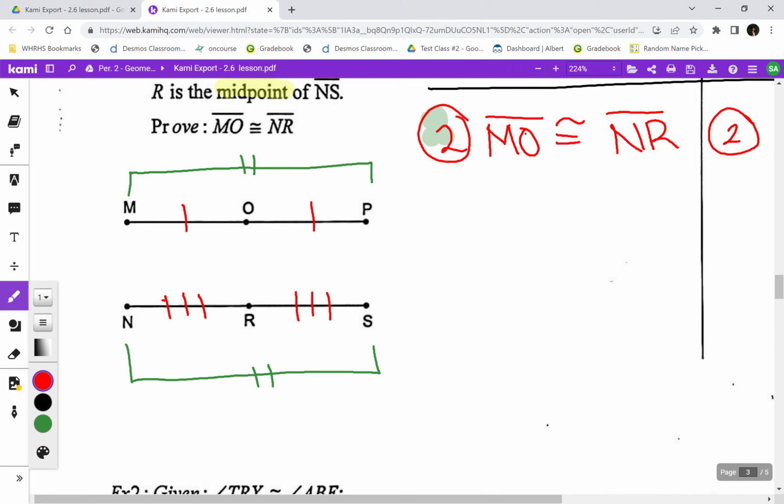So there's no way to connect MO and NR, because the definition of midpoint just says that these two are congruent, and just says that these two are congruent. So there's no congruent numbers to subtract away. Does that make sense? So the division is saying, well, the whole segments are congruent, and I'm dividing in half. So if the whole segments are congruent, then if I divide by 2, their halves will also be congruent. Does that make sense? Okay.